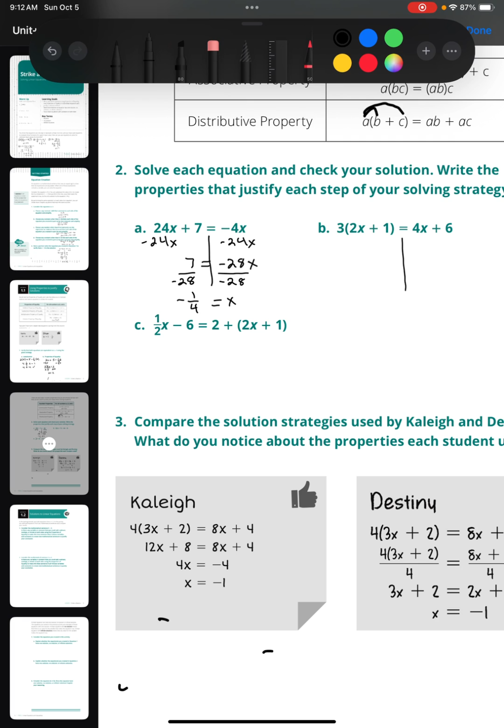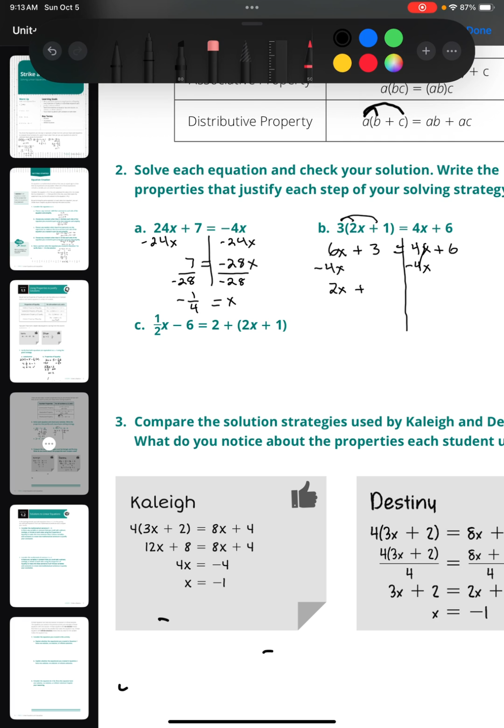Okay, if we go over to B, first we're going to distribute. And we get 6x plus 3 when we multiply that 3 into the parentheses. Right side, we're just going to bring it down. So we're using the distributive property. Now I'm going to move all my variables to one side. This one, unlike A, has a variable and a constant on both sides. So if that's the case, I like to move all my variables to the left side. So minus 4x.